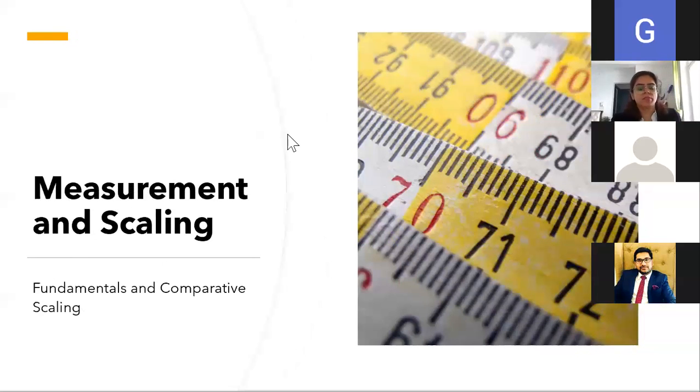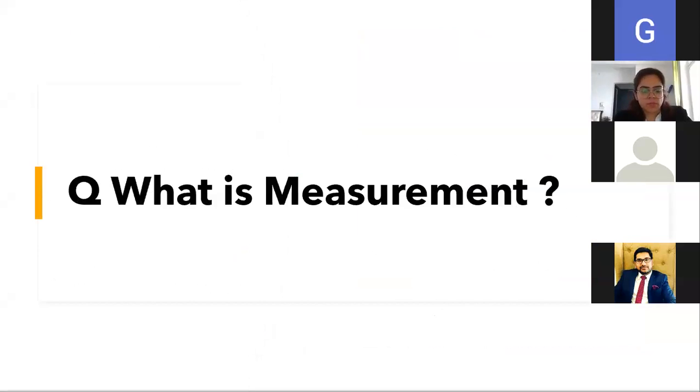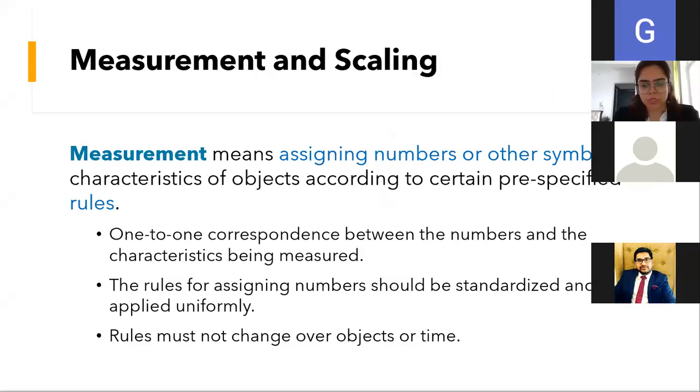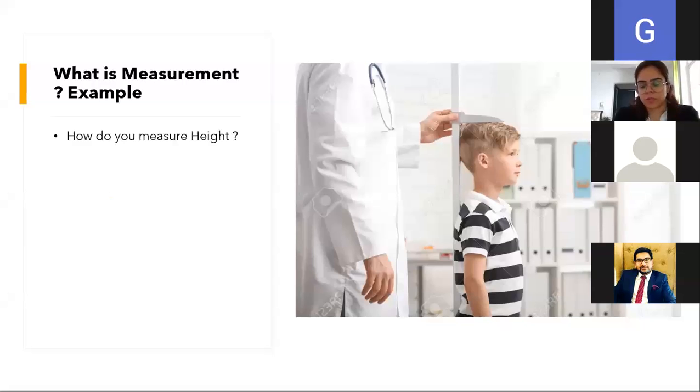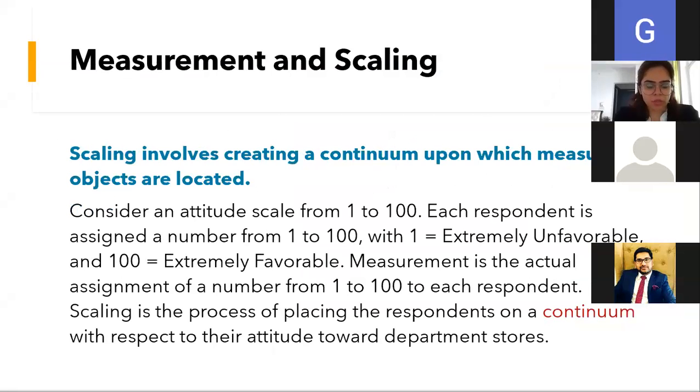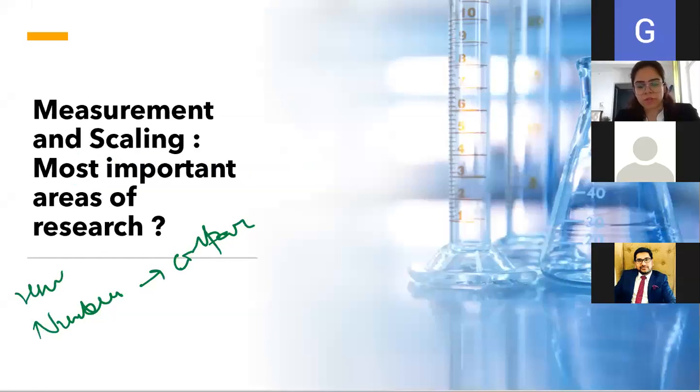So we discussed measurement and scaling in our last session. What is measurement? I discussed one example of height. So why are we taking measurement? Basically, we are assigning certain numbers to certain characteristics, and there are certain rules involved, like how you measure height. You use a measuring tape, level it up with the person who is standing, and check what are the inches given on that scale. So that was about measurement, and we discussed 4 different types of measurement.